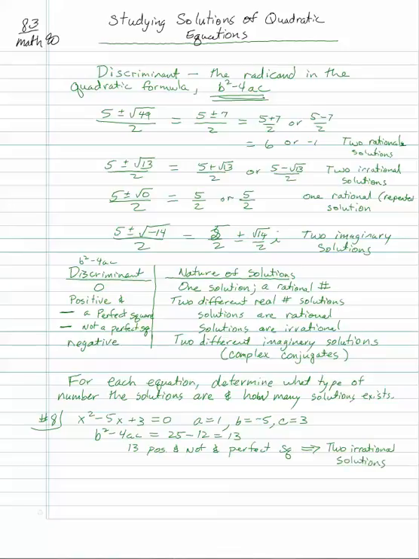And that's all there is to it. So just basically figure out the discriminant. First make sure it's in standard form, figure out the discriminant, and then you can answer the question. So let's try number 24.